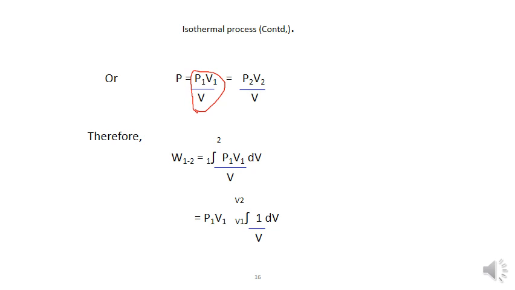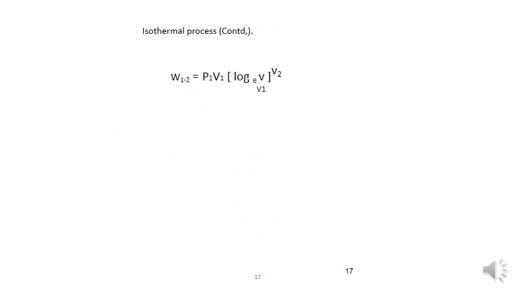So integration of 1 by V is equal to log V. Applying the upper limit and the lower limit, log V2 minus log V1. We know that log m minus log n we can write as log m by n. So P1 V1 log V2 by V1.